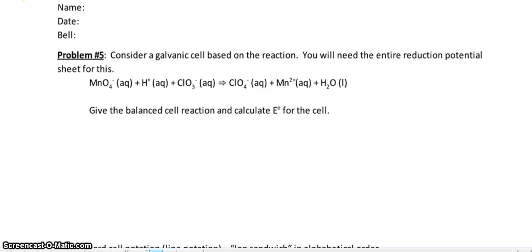All right, problem number 5. This is a little bit more complicated. So go ahead and balance this. You need to go back and look at those potentials that I gave you on that sheet and follow the same procedure that we've done on the last 2 problems. See how you do, balance the equation, and calculate the E naught for the cell. Pause this while you work it out and see how you do.